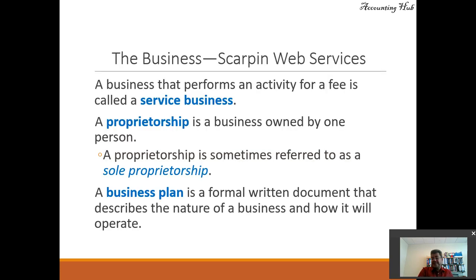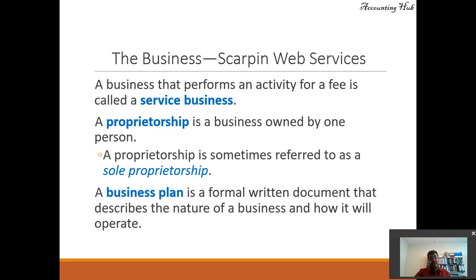And let's create a fake business here, Scarpin Web Service. A business that performs an activity for a fee is called a service business. So we are not selling goods, we are providing service. A proprietorship is a business owned by one person. Me, Scarpin. A proprietorship is sometimes referred to as a sole proprietorship.